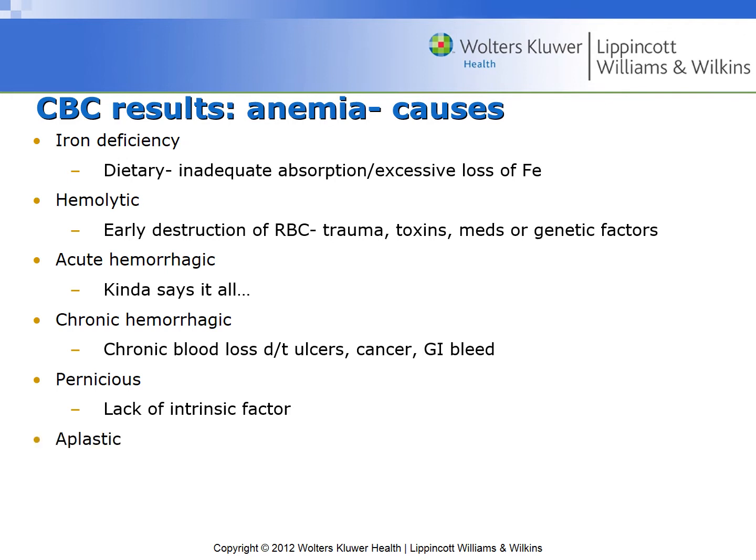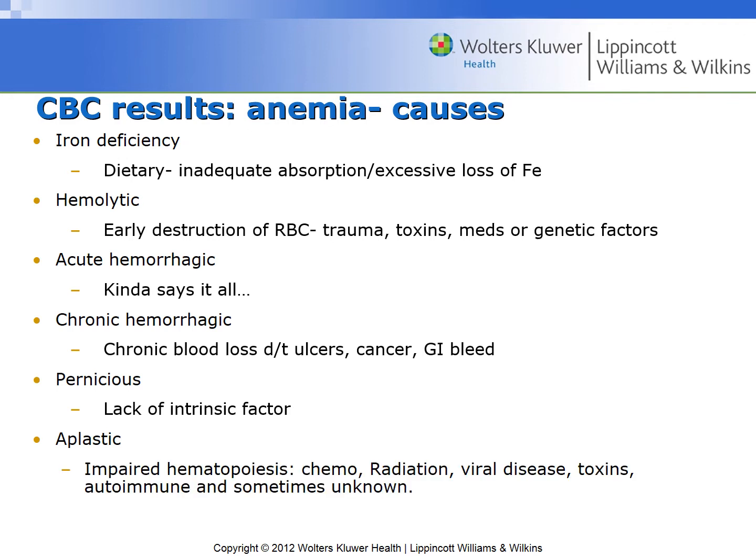Aplastic anemia. It's just not being made. Could be chemo has affected the bone marrow. Radiation has affected the bone marrow. A virus. Ingested or injected or inhaled toxins. An autoimmune disorder, and sometimes we just don't know what has caused the aplastic anemia.